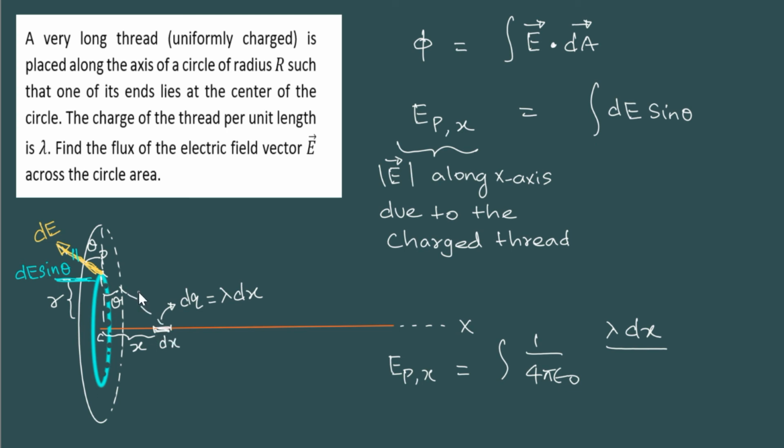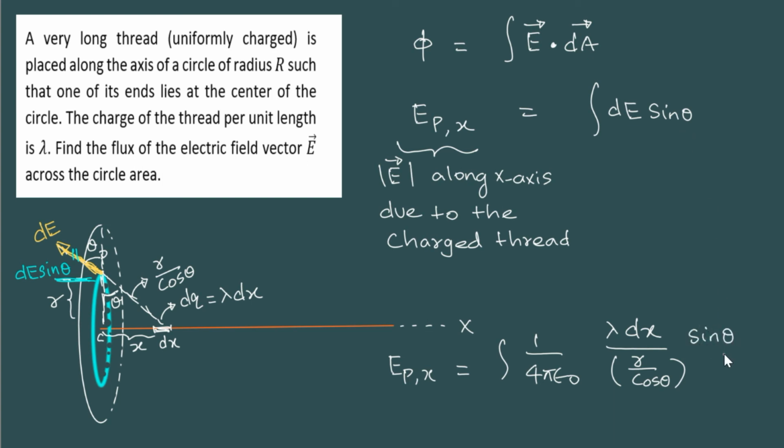So let's take it as, okay, I cannot take it as x, so let's write it in terms of r. I think this distance will be r by cos theta. So this is theta, and this will be r by cos theta. That is the distance between point P and the point charge on the thread. So let's put that here, r by cos theta, and then don't forget this sine theta.